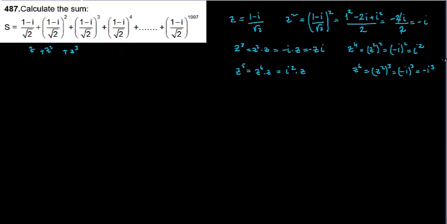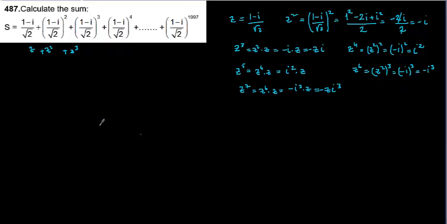If z to the power of 6 is equal to minus i cube, then we understand that z to the power of 7, the next term, is equal to z to the power of 6 times z, which is equal to minus i cube times z. Then I'm going to rewrite it like this: minus z i cube. And it's going to continue like this.